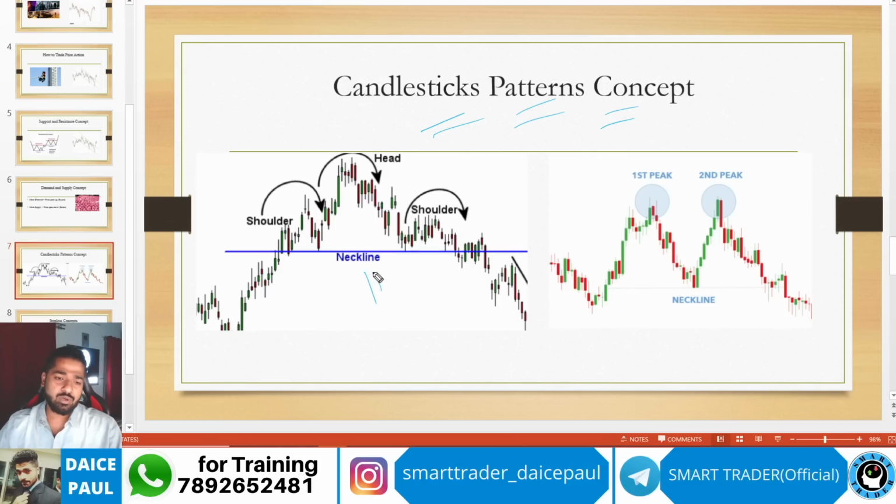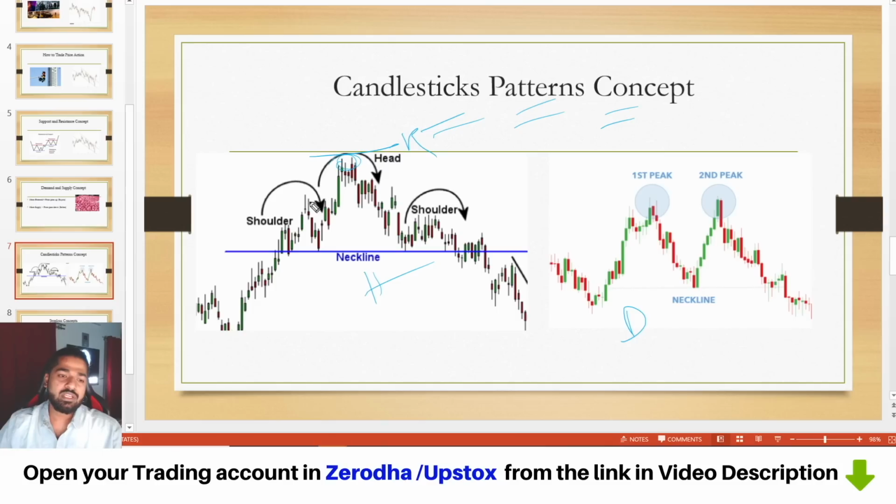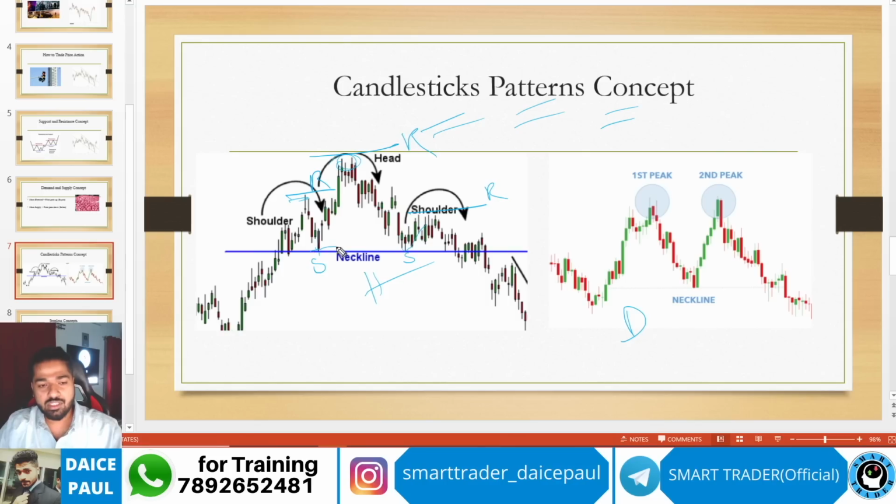For example, this is head and shoulders, and this is the double top. In head and shoulders, basically you see a head over here. This is a resistance point, this is a resistance, and this is the resistance point. This acts like our shoulder and this acts like our head, and the support line, you see here, the price went up taking a support. So this support becomes our neckline, right? So this is going to be the neckline.